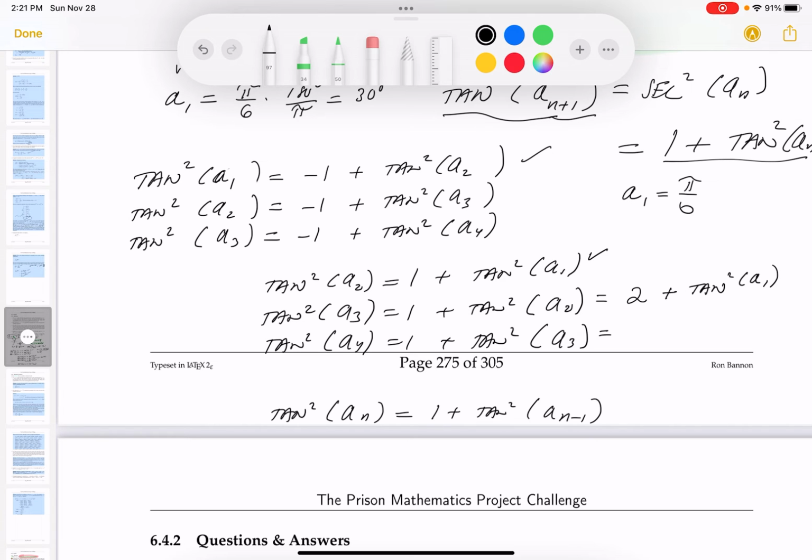And you may wonder what I'm doing over here. I'm taking this, which is this, and just plugging that in. What's the next side going to give me? Well, it's going to be 3 plus tangent squared A1.